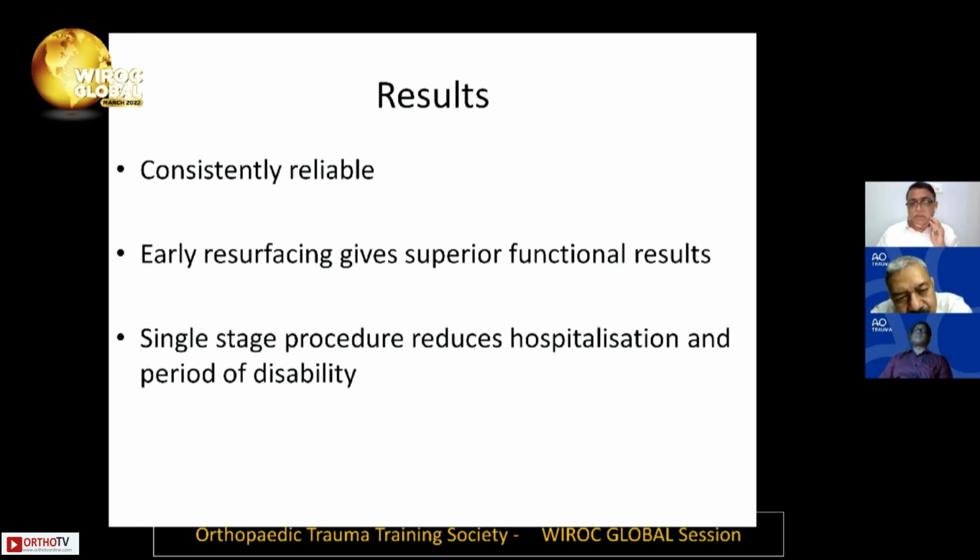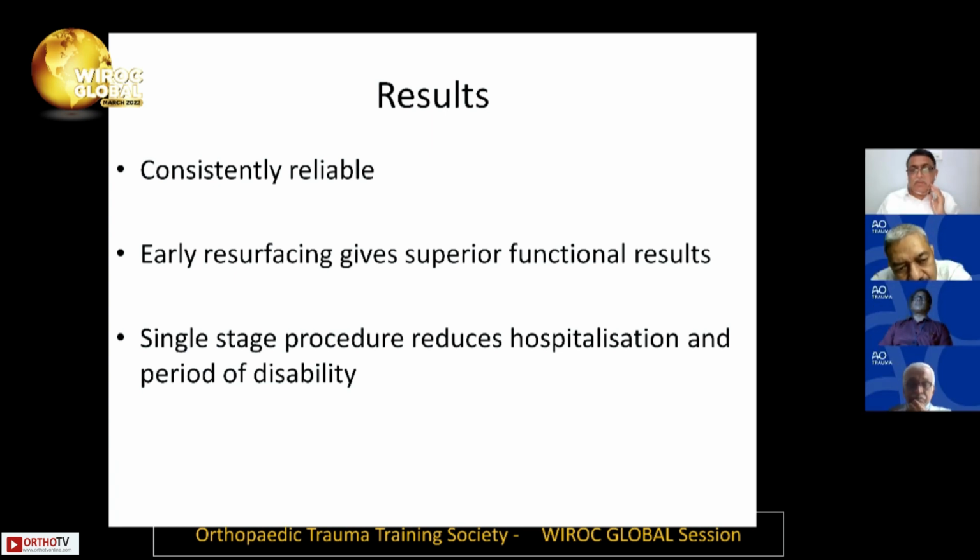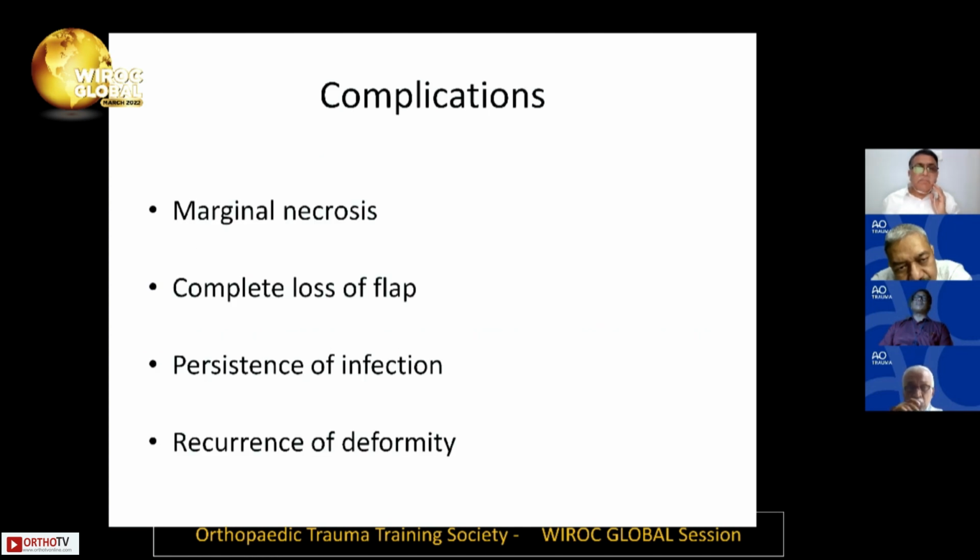By providing a suitable resurfacing over the defect, at the same time you can reduce the possibility of infection at the site. Complications may include marginal necrosis and complete loss of the flap, which is very rare, but this may happen. Wherever you think things are simple, even a complete loss of flap is not unknown. There may be persistence of infection, but the possibility of infection is much lower if you cover the area primarily. Don't let the infection settle down over the area. One can think of a primary coverage or a delayed primary coverage.